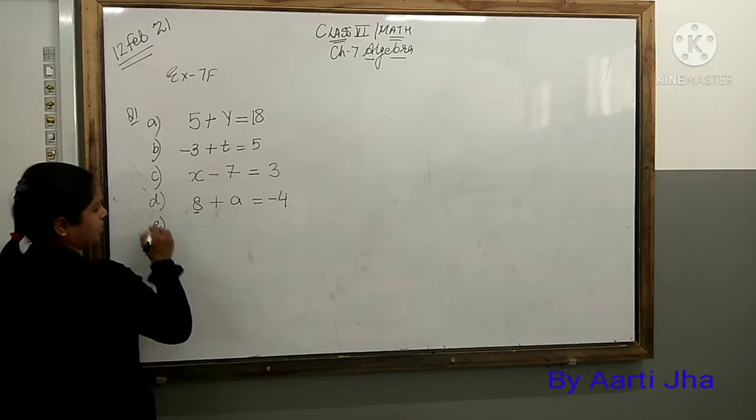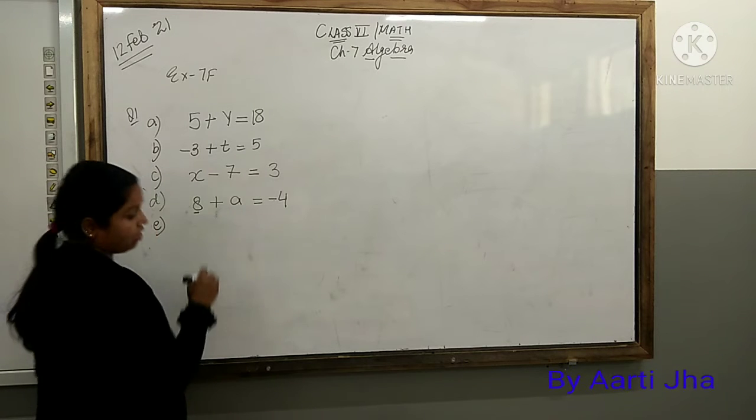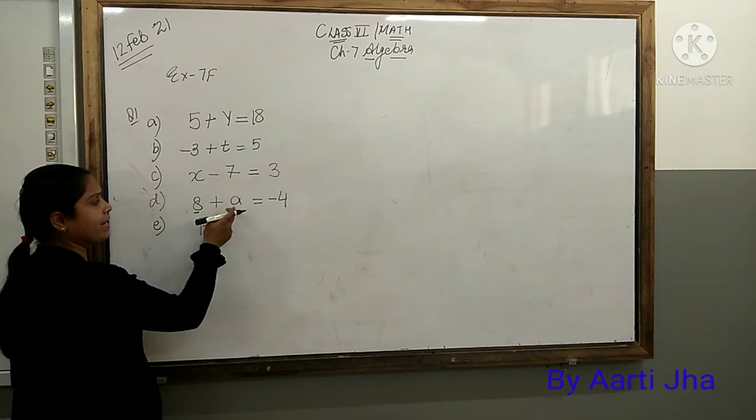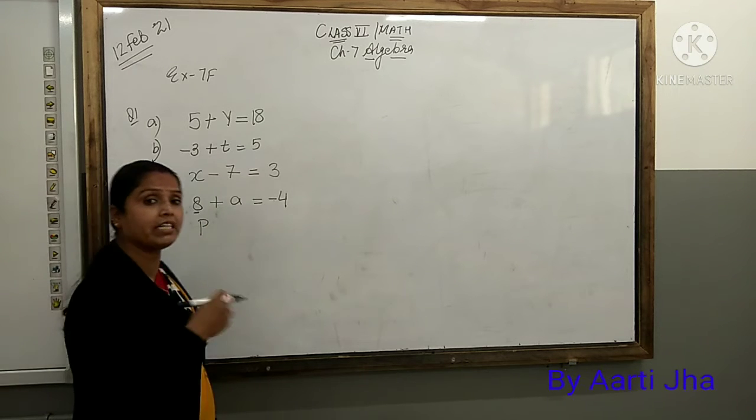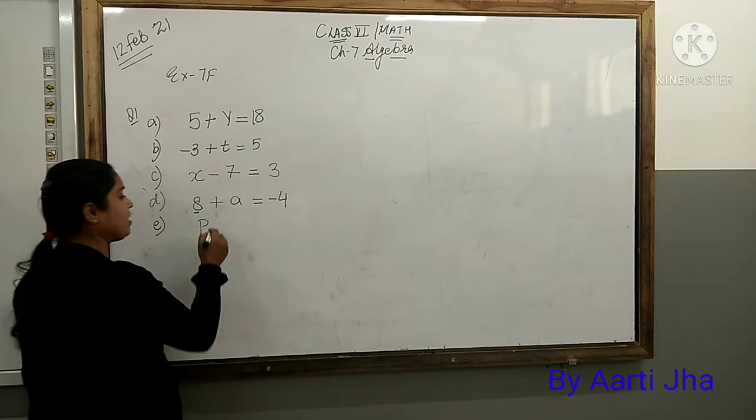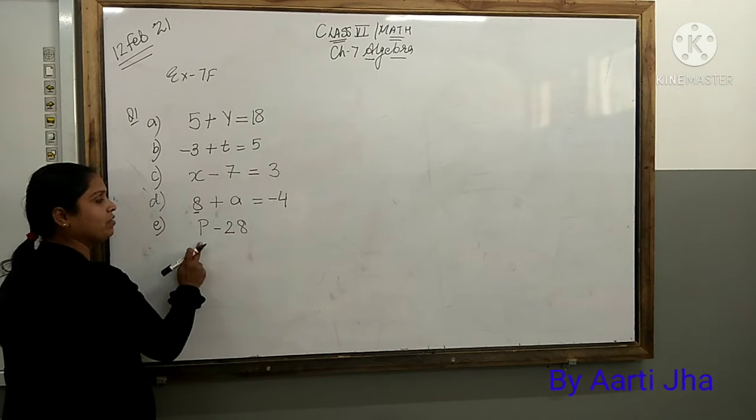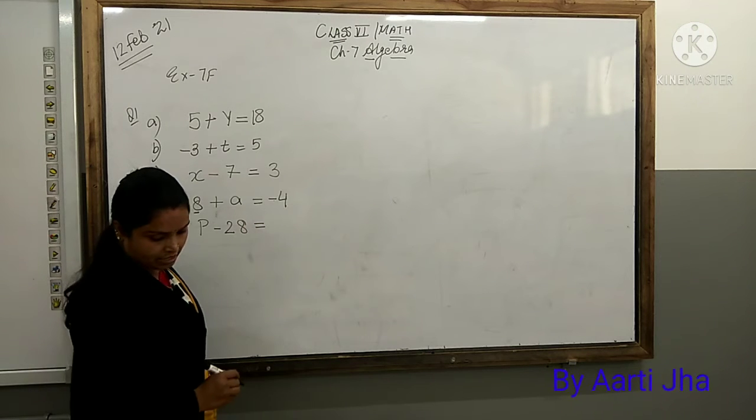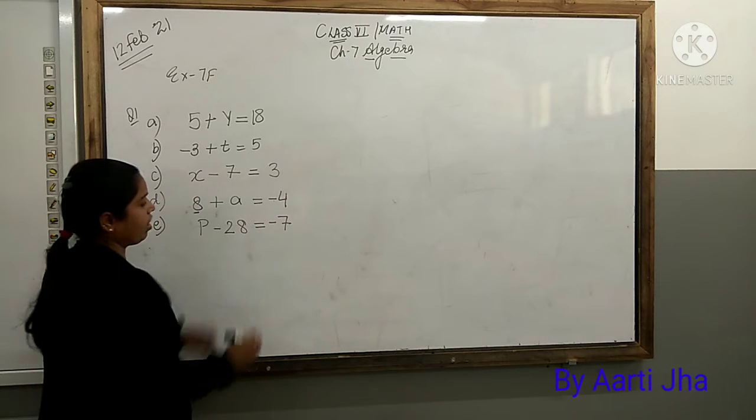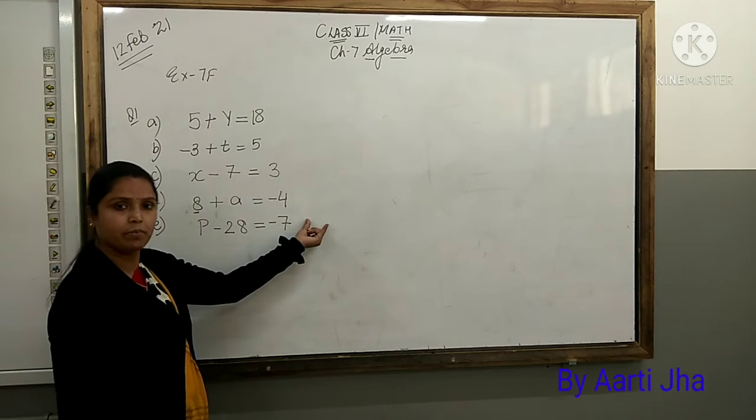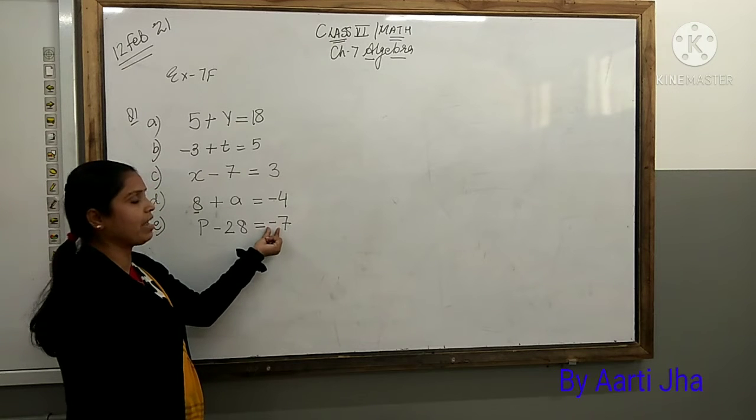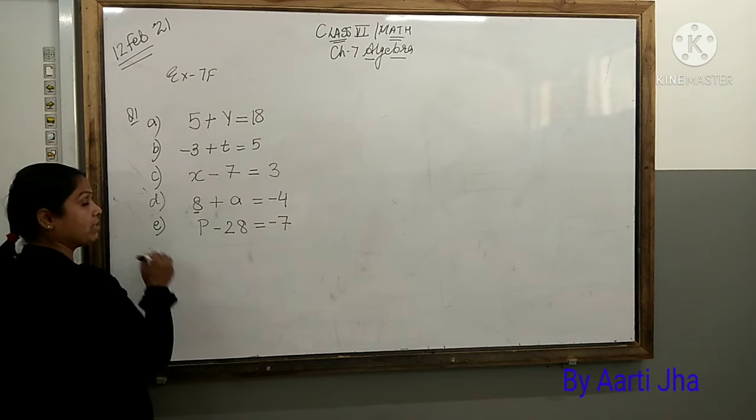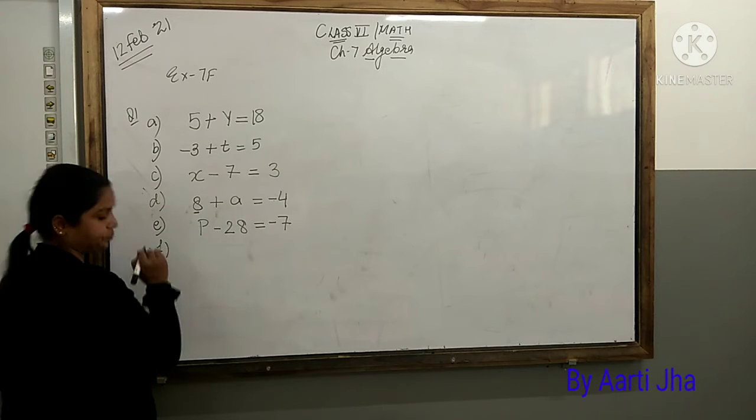Then you have the E part, which says 28 less than p. Now here it was more than, so I can write it a plus 8 form or 8 plus a. Both are correct. But when it is less than, that means the variable will come first. 28 less than p is what? It is minus 7. Again take this minus 28 to this side. Becomes plus 28. Plus 28 and minus 7. Plus minus minus. Answer will come as plus 21.